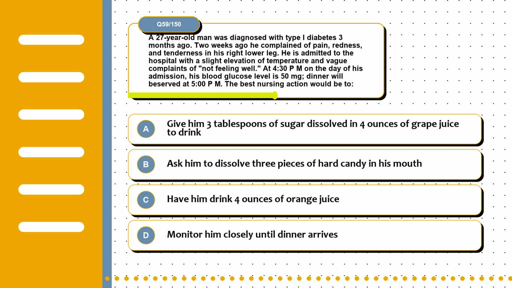Here are the options. Option A. Give him 3 tablespoons of sugar dissolved in 4 ounces of grape juice to drink. Option B. Ask him to dissolve 3 pieces of hard candy in his mouth. Option C. Have him drink 4 ounces of orange juice. Option D. Monitor him closely until dinner arrives.